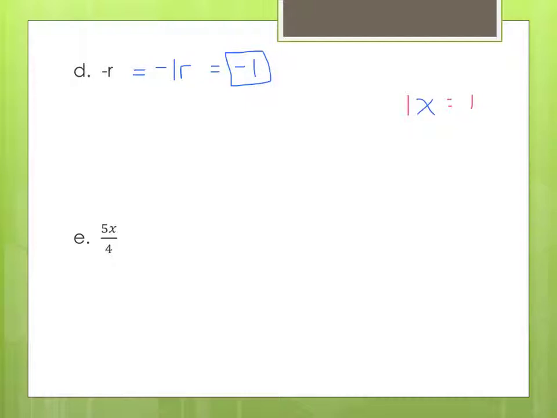Okay, and our last example, E, 5x over 4, is the same thing as 5/4 times x. So the coefficient would be the fraction 5/4.